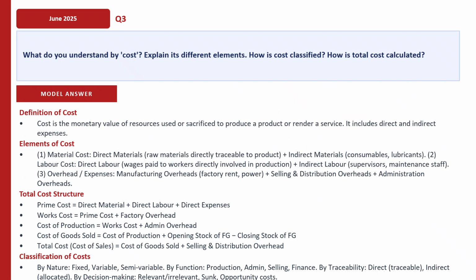Now coming to cost and its classification. Cost means the monetary value of resources used. It includes material, labor, and overheads. Total cost is calculated step by step from prime cost to cost of production, and finally cost of sales. Costs can be classified as fixed, variable, direct, indirect, and relevant or irrelevant. This structure is very important for writing answers neatly.